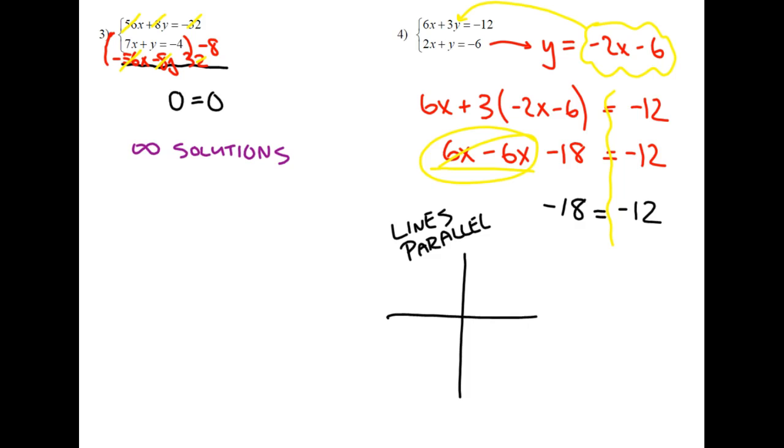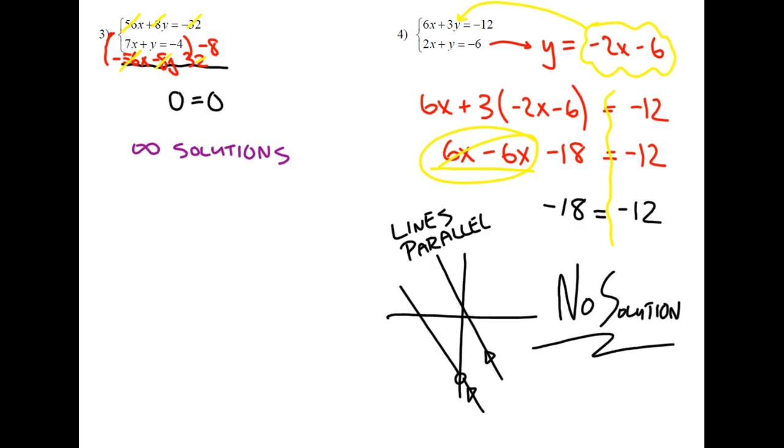If I made a little quick sketch of the graph, y equals negative 2x minus 6 is going to be down here at negative 6 with a slope of negative 2. It's going to go like that. And then the other one is going to have some slope. I don't know where it is, I'm just going to draw something. And these lines are actually going to be parallel. If they're parallel, they're never going to intersect. And if they never intersect, there's not going to be any possible solution that works for those two lines. So that would be no solution.